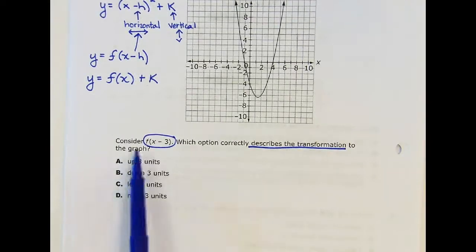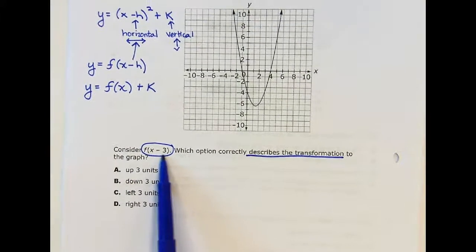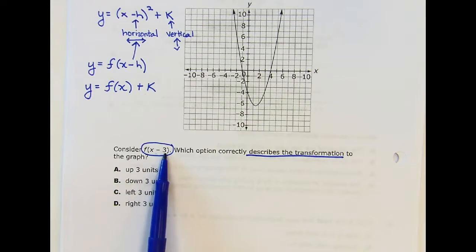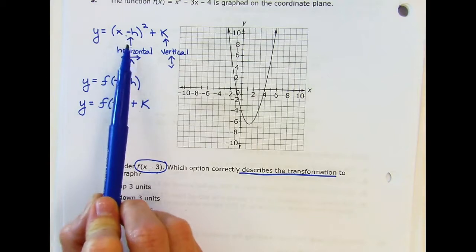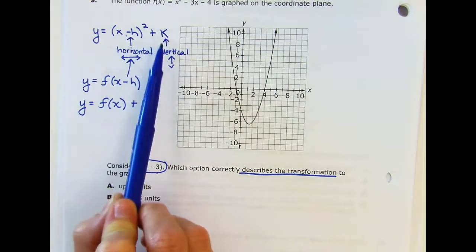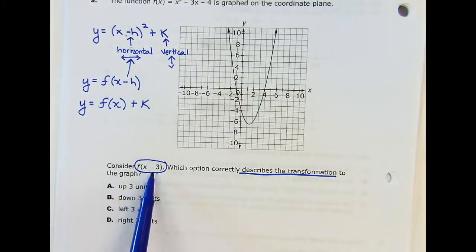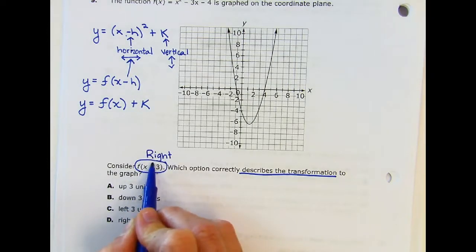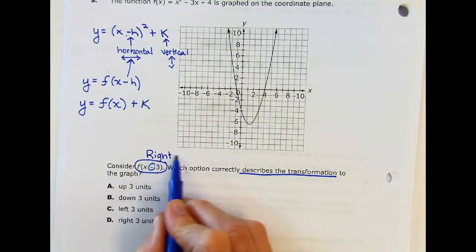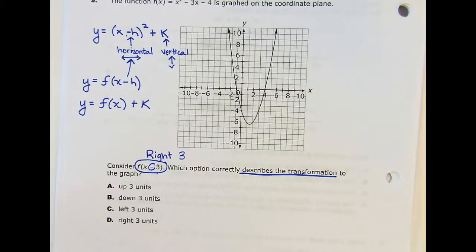So it says here, consider f of x minus 3. Notice that it's minus 3. So as always, if we have this, we always go the opposite of the horizontal and we keep the vertical translation. So this is telling you that this parabola will go right because you have to do opposite of the negative. So this is right 3. And that's all it tells us. So as we look, it did not go up, it did not go down, it did not go left. Therefore, D is the correct answer for question 9.